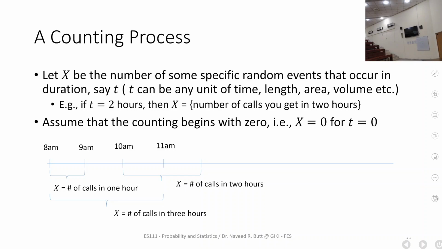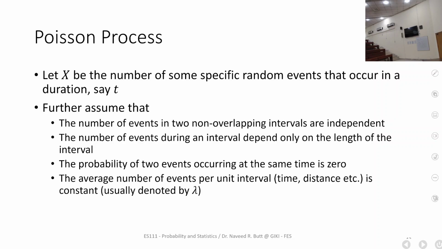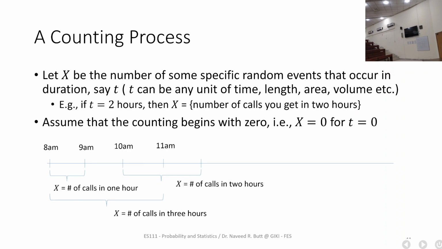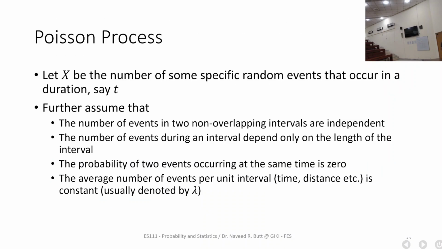So we start here. The first assumption: the number of events in two non-overlapping intervals are independent. Second, the number of events during an interval depends only on the length of the interval, nothing else. So if an interval is long or short, the number of events or number of calls will increase or decrease accordingly, but nothing else. That's our second assumption. Third assumption: by nothing else we mean also that it doesn't matter when the interval occurs. The probability of two events occurring at the same time is 0.